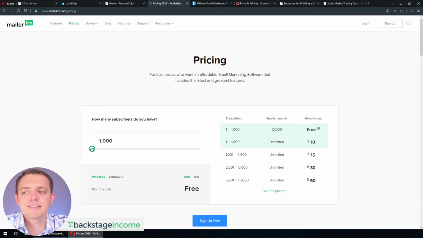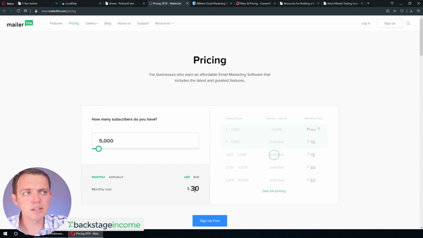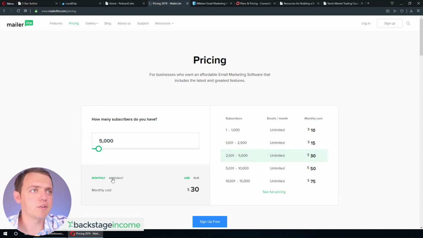And the reason for that is, if you get used to their platform and use it time and time again, you probably want to stick around with it, because once you get to 5,000, well, it's only about $30 or so if you're paying monthly, or annually, $252.